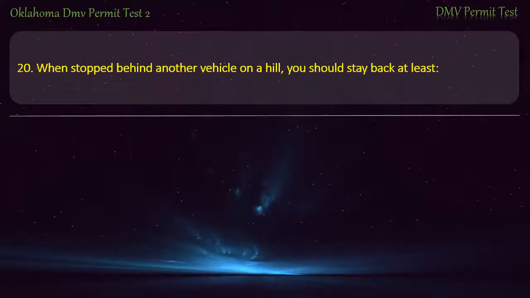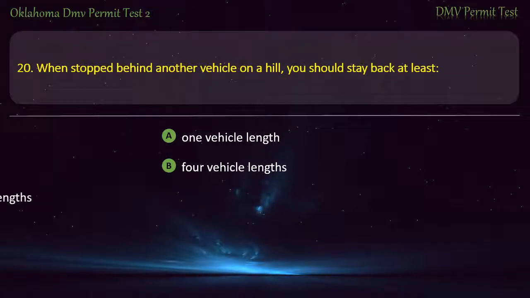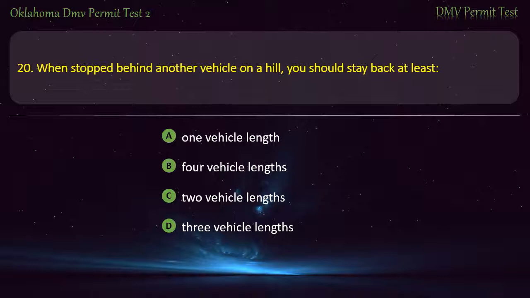Question 20. When stopped behind another vehicle on a hill, you should stay back at least one vehicle length, four vehicle lengths, two vehicle lengths, three vehicle lengths. Answer. One vehicle length.